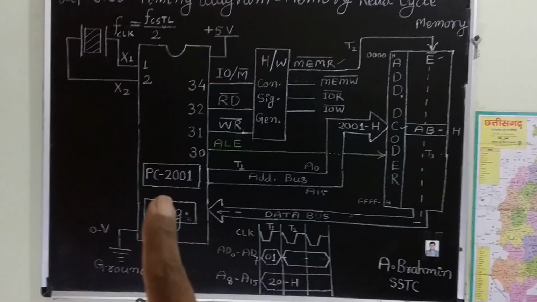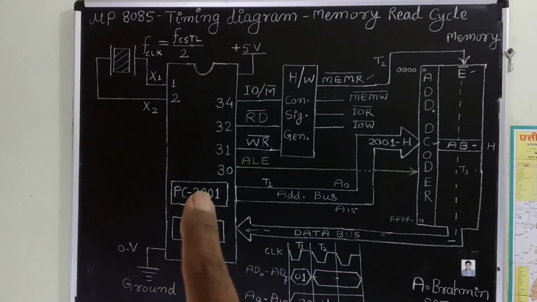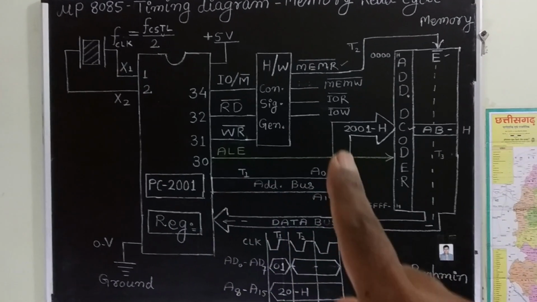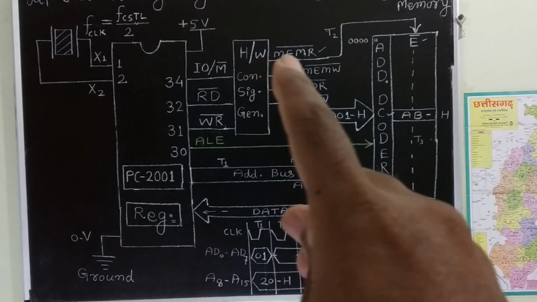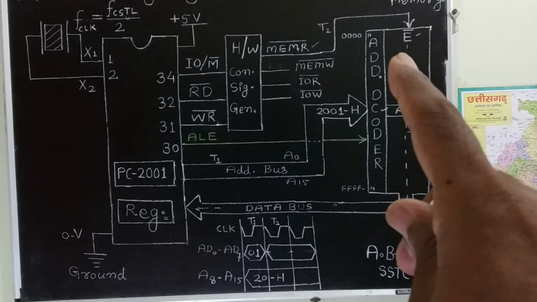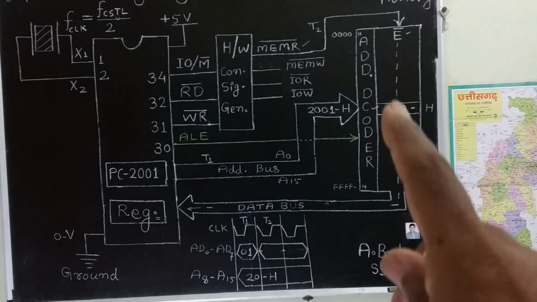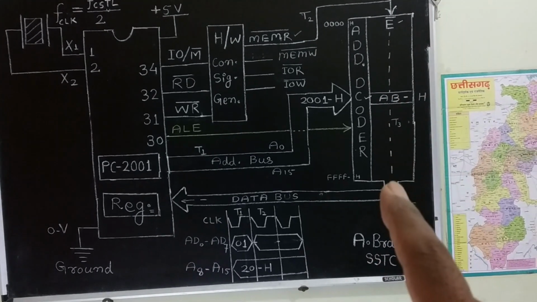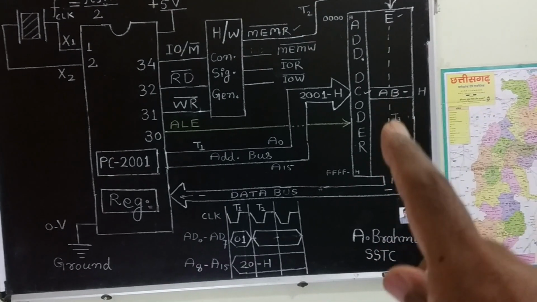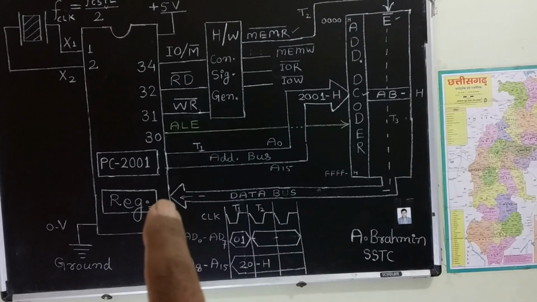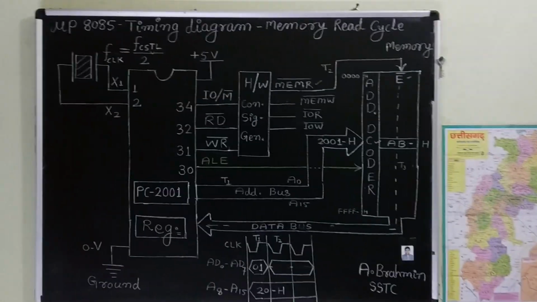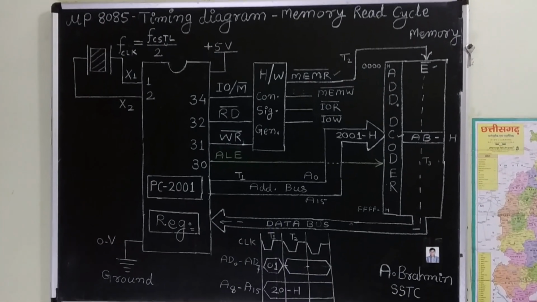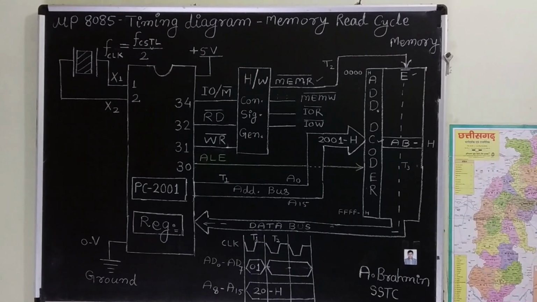Again I am just re-elaborating. First, the address is to be pointed out, then control signals are to be generated at different times. The memory should be enabled, and from this memory the content will be transferred to inside the microprocessor. In this way the memory read cycle is completed.